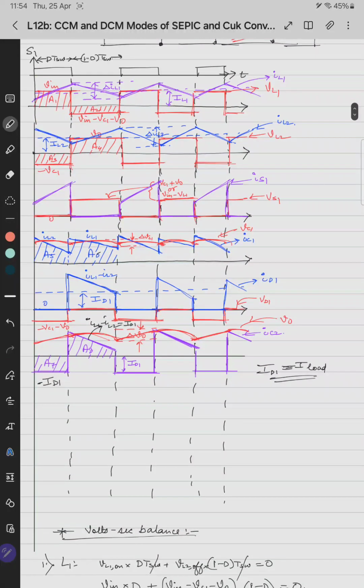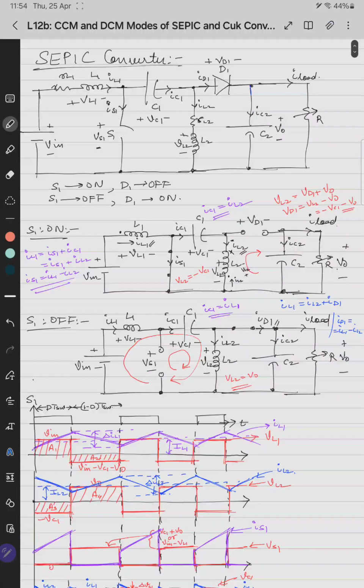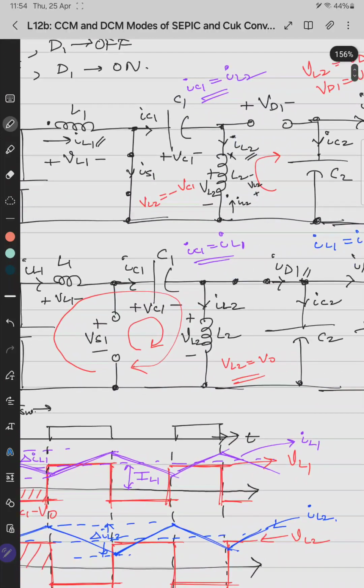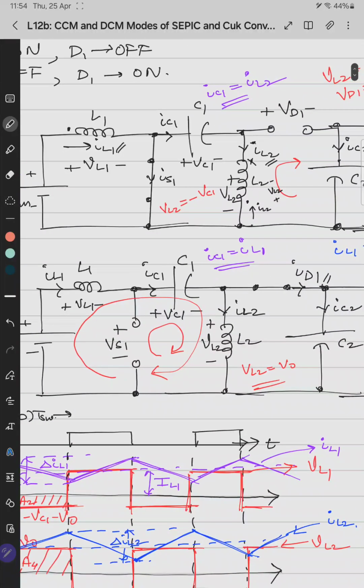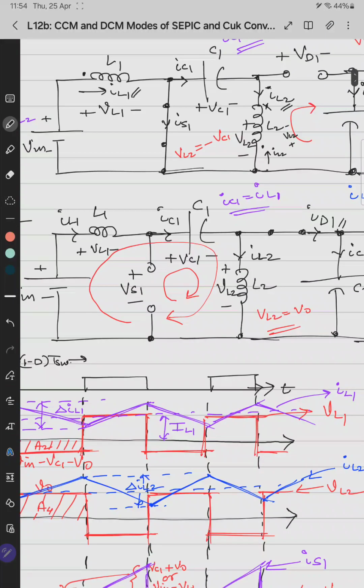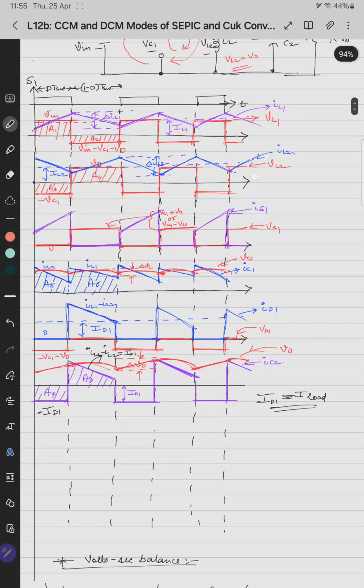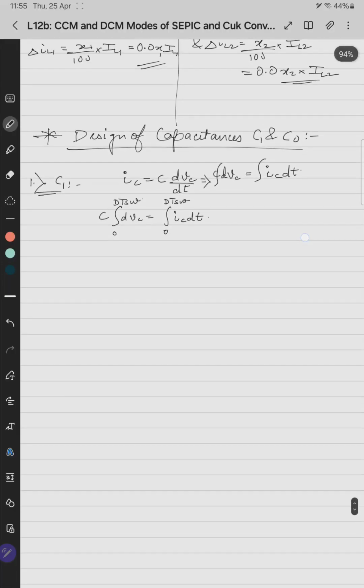Where is VC1? What is VC1 during the on time? VC1 is minus VL2. So during the on time, the average value of the capacitor voltage is VC1, and VC1 is minus VL2. So let's write here minus VL2.